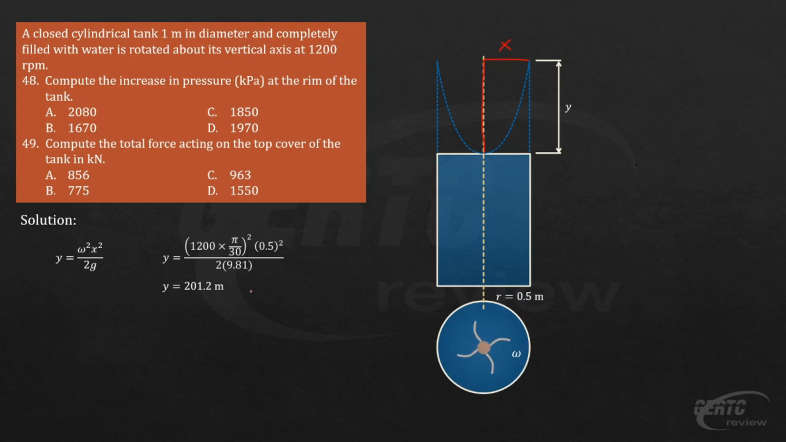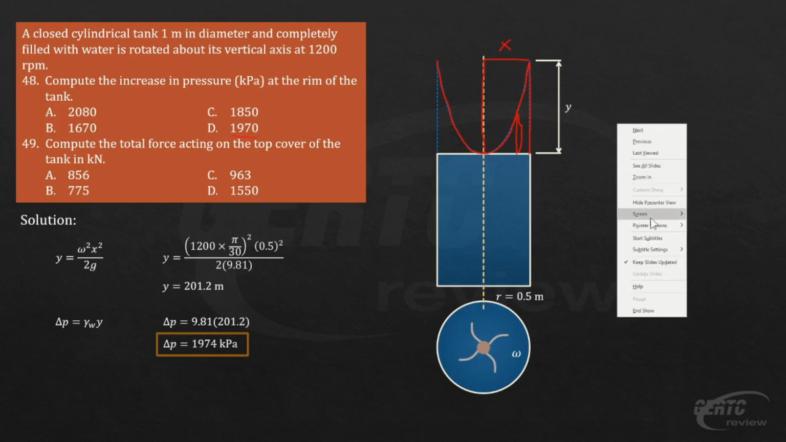So the increase in pressure will be gamma times that y. As I stated earlier, this line represents the hydraulic grade line, or the pressure gradient. Any measure from that line to the top is the increase in pressure at that level. So at the rim, this is the increase in head. The pressure increase is gamma y, and that gives us 1,974 kilopascals. So that is letter D.